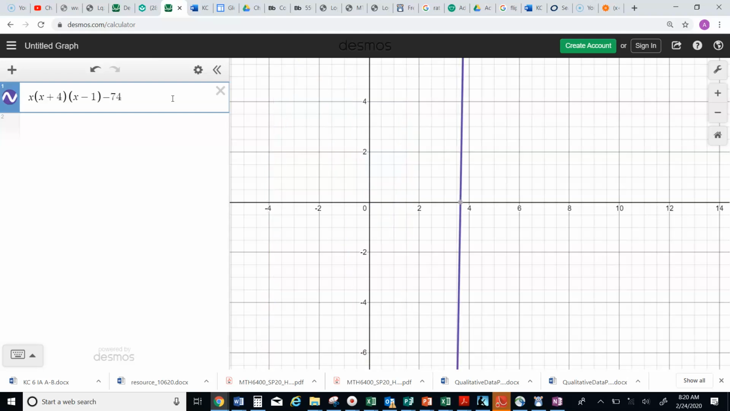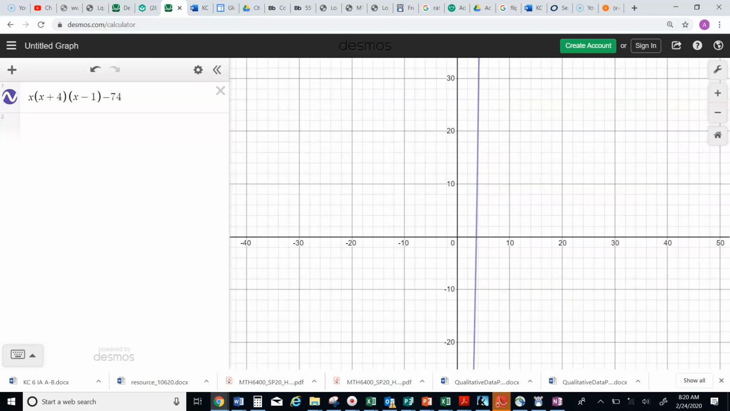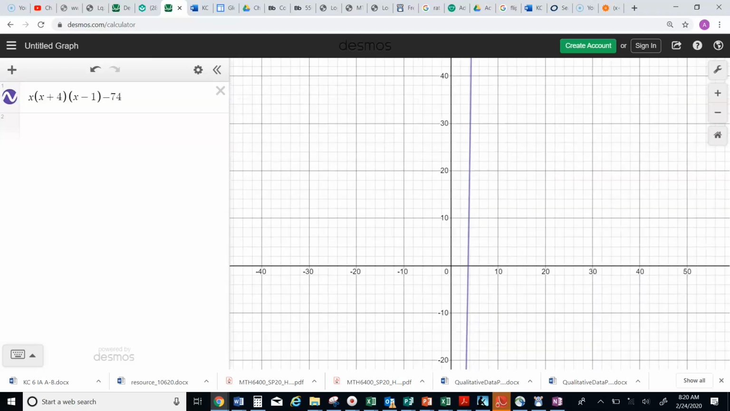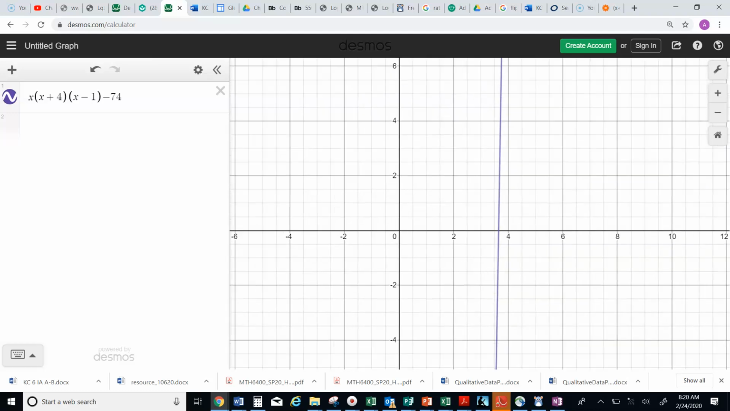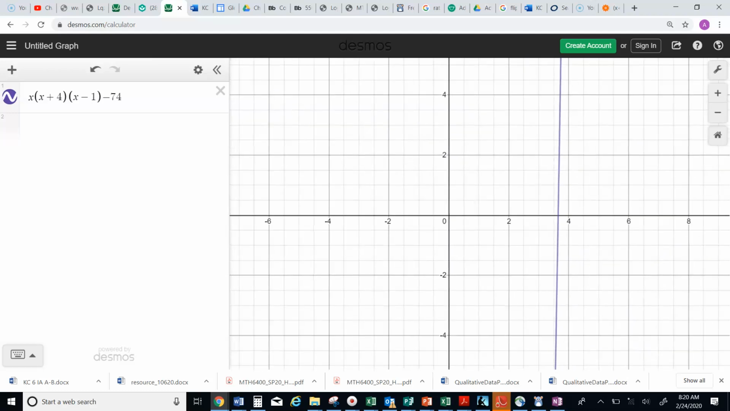If you zoom out, you might have other x-intercepts. But again, we want to be careful if we have more than one solution that we choose the one that makes sense. Remember, with dimensions, the height, the width, the length of something, we can't have any negative numbers. This one only has one solution, so hopefully it works. And we get x equals 3.65.